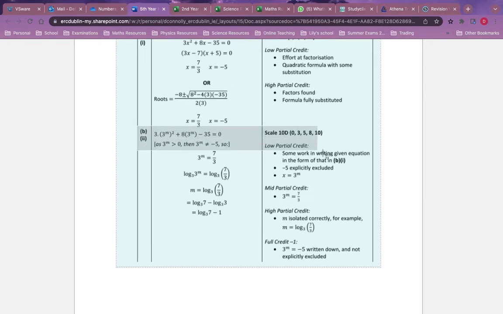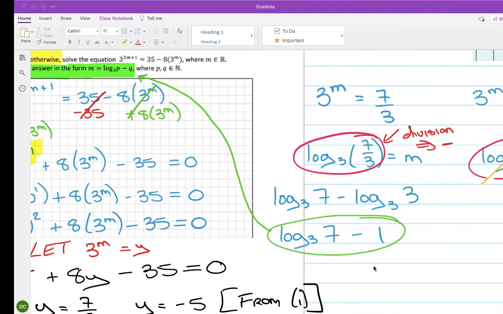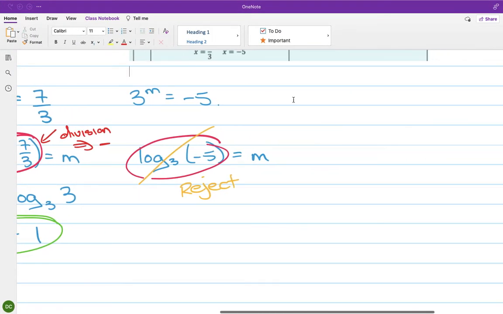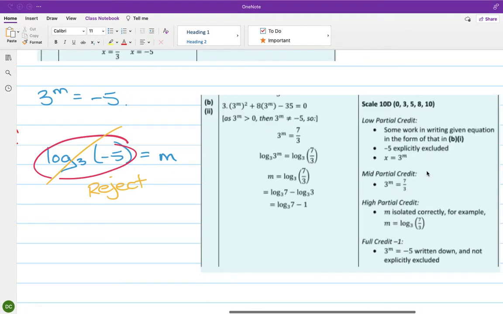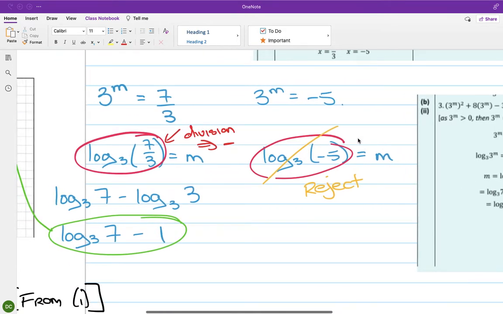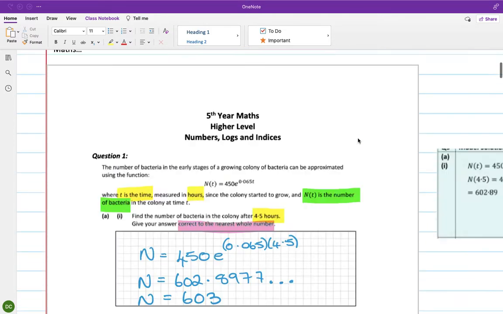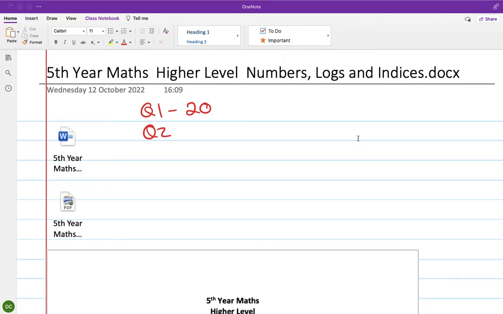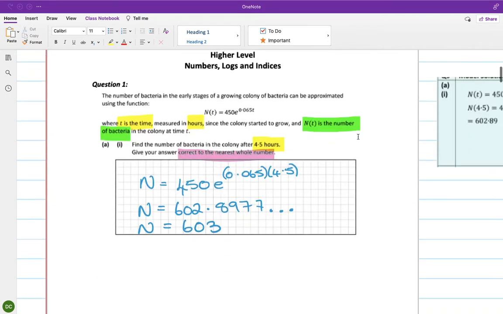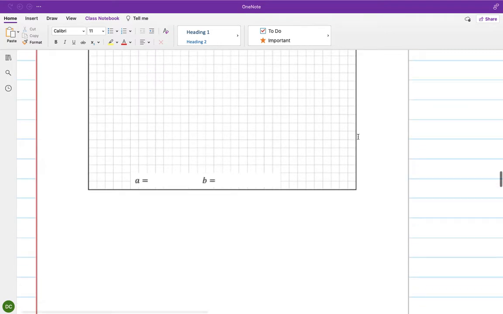So another 10 marks there. Again, we've got mid partials here as well. So low partial is 8, mid partial is 5, high partial is 8, and then 10 for a fully correct answer. Okay, so that is question 2, and that's another 20 marks. I'm just going to pop that back up the top. Question 2 is another 20 marks. Okay, we will keep going.